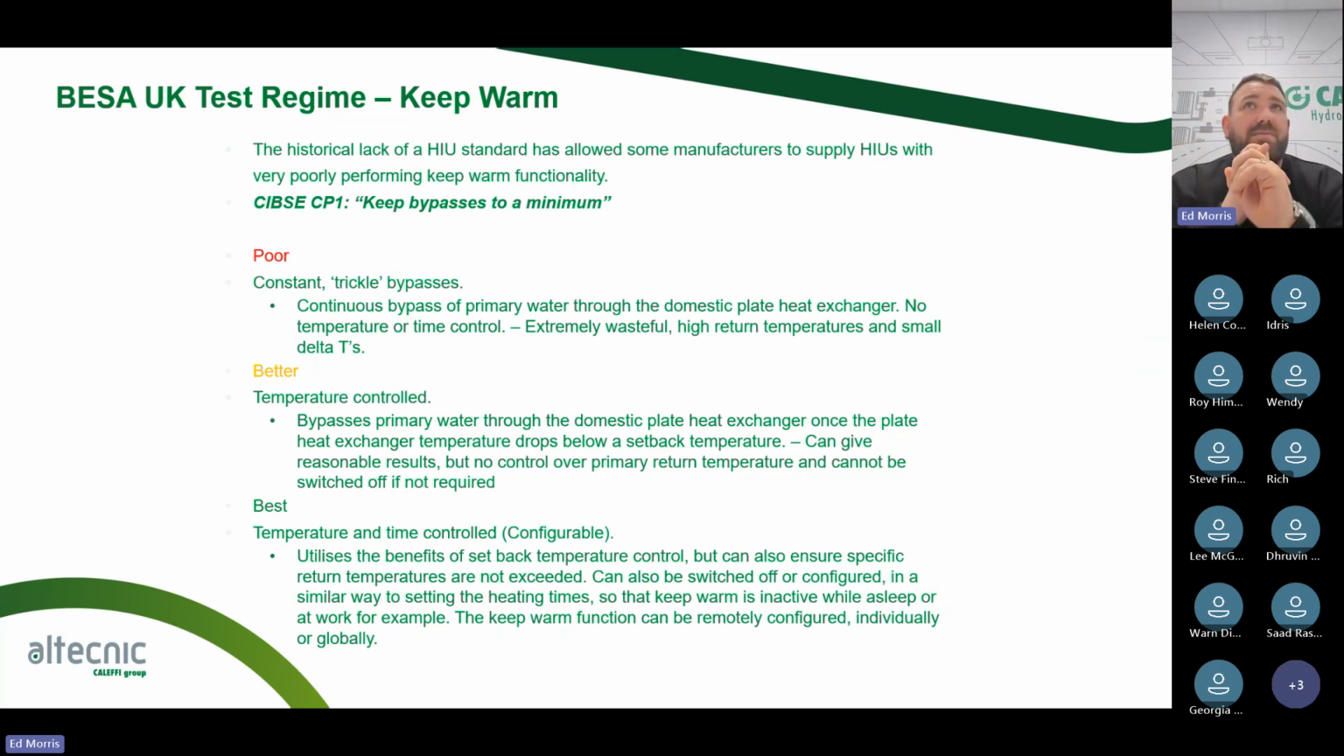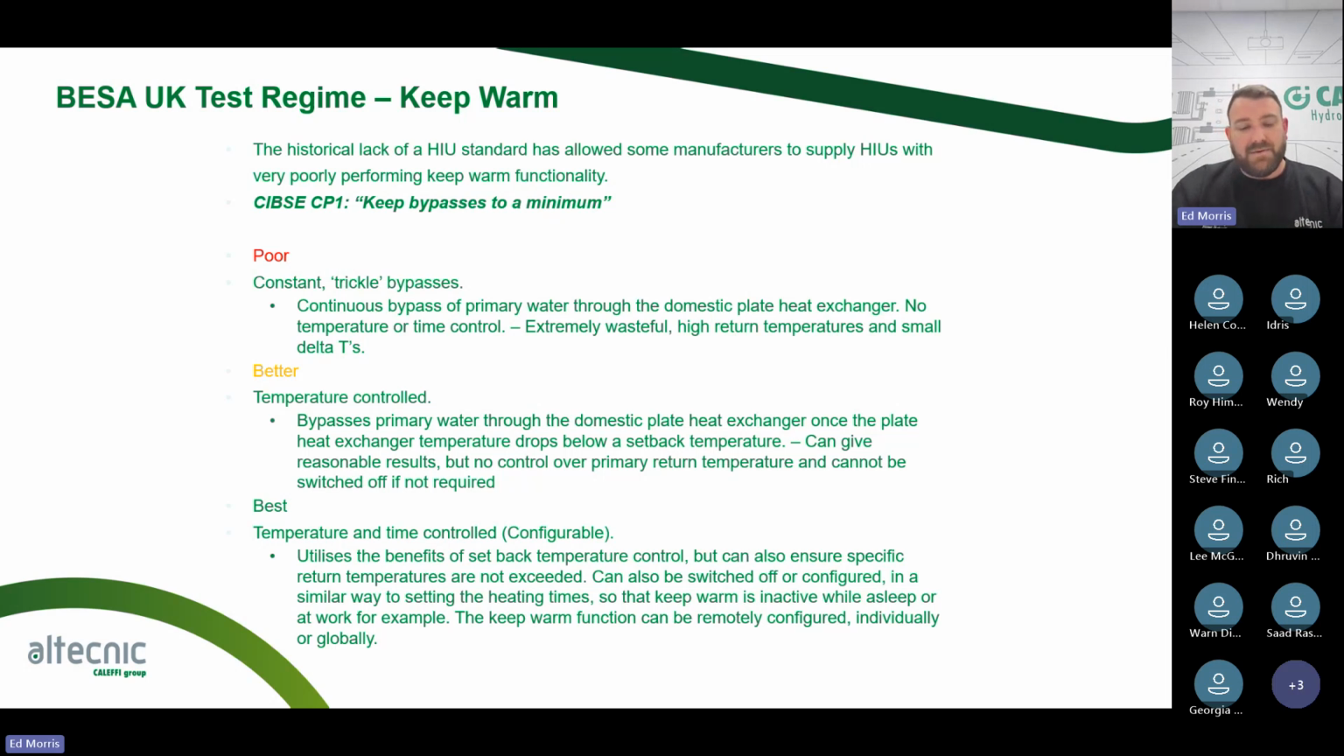bypass. That's a continuous bypass of primary water through the domestic plate heat exchanger. No temperature or time control, extremely wasteful, high return temperature and small delta T. So that's where we're looking at a real poor, if you've just got an open loop between the two. A better way of doing it will be temperature control. And these bypasses are primary water through the domestic plate heat exchanger. Once the plate heat exchanger temperature drops below the setback temperature, it can give reasonable results, but there's no control over the primary return temperature and it cannot be switched off when it's not required.